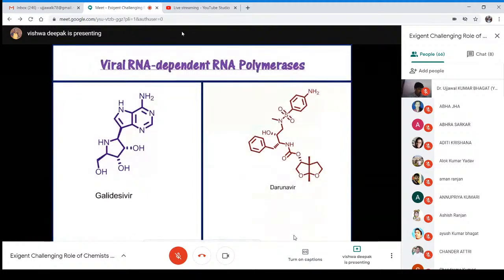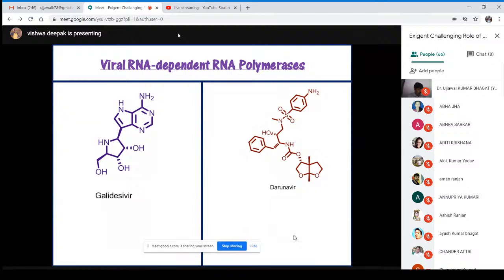With the idea of this repurposing, we get some weapons in our arsenal. These drugs are classified on the basis of their targets, how these drugs act, and at which stage the drug is going to act. Like the molecules which are viral RNA-dependent RNA polymerase inhibitors, these molecules inhibit the RNA polymerases.